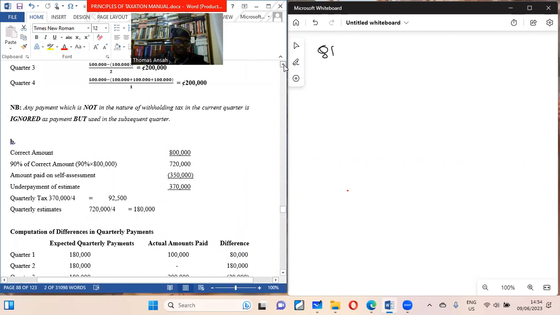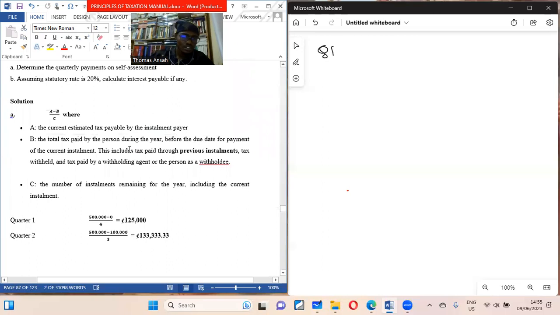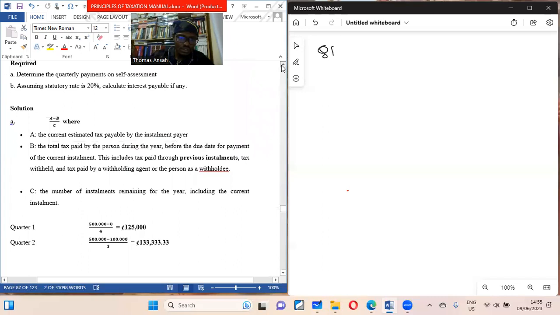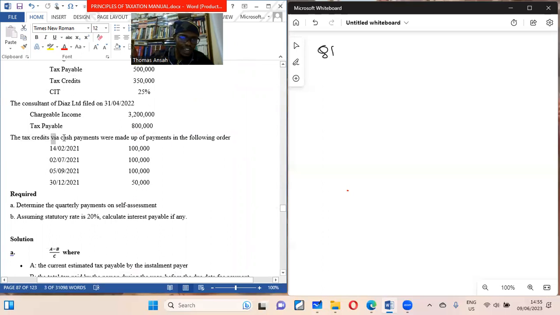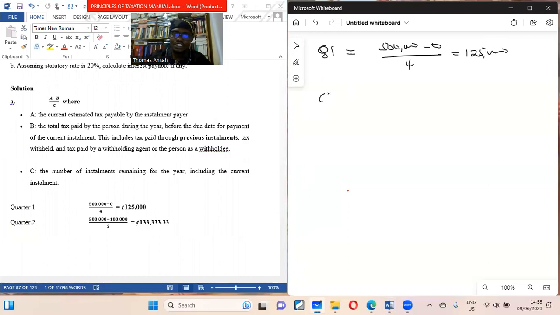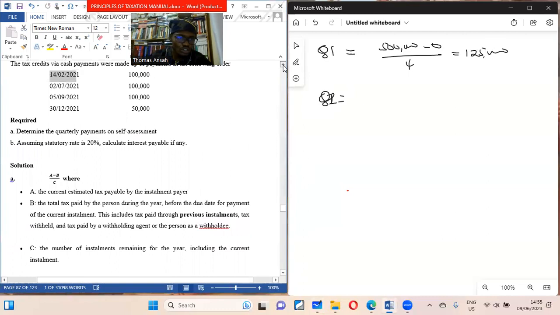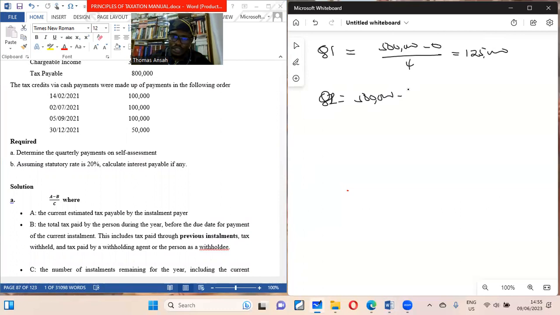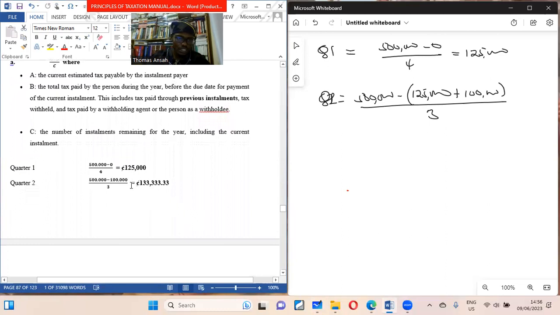All right, so you could see clearly that these are not credits. It came via cash payment. So if I am doing Q1, I'll do my 500, but even though this one is in Q1, because it is not withholding, I will still do 500 minus 0, divided by 4. And that gives me what? The figure is 125,000. Then in Q2, I can now bring that payment in. So it will be 500 minus 125,000 plus this 100,000. Take note of that, and that is what you see here.